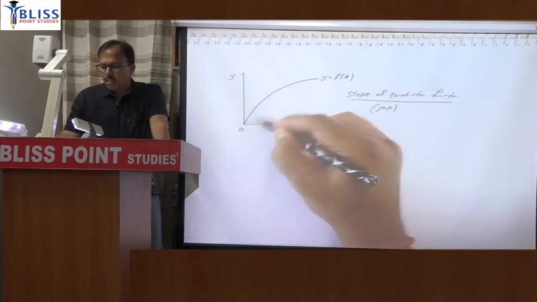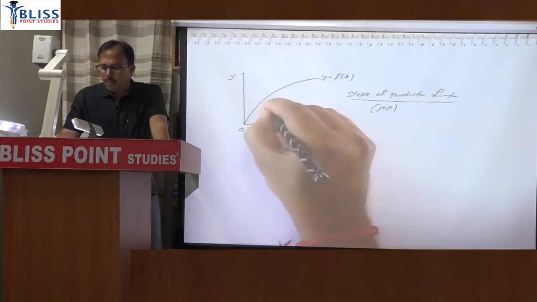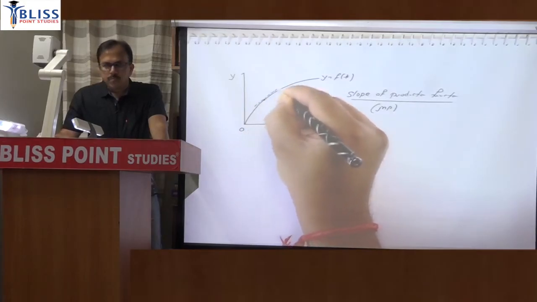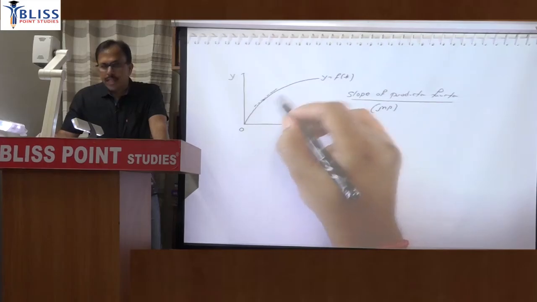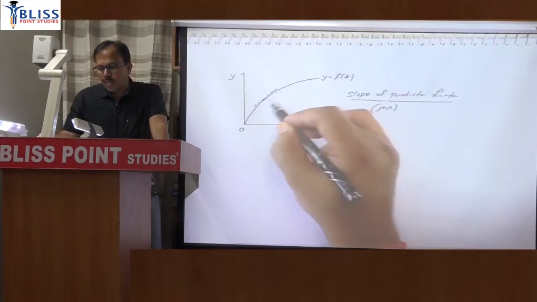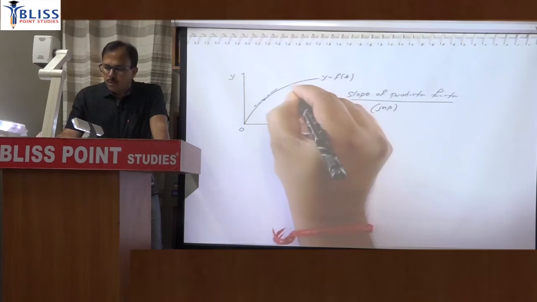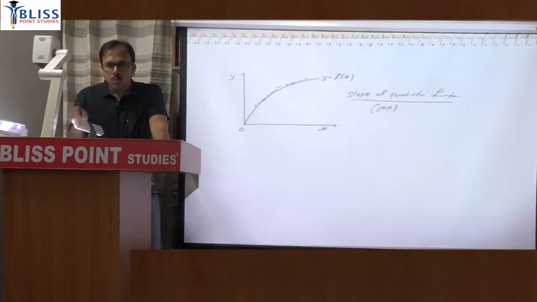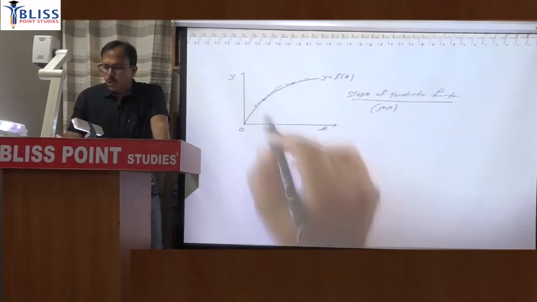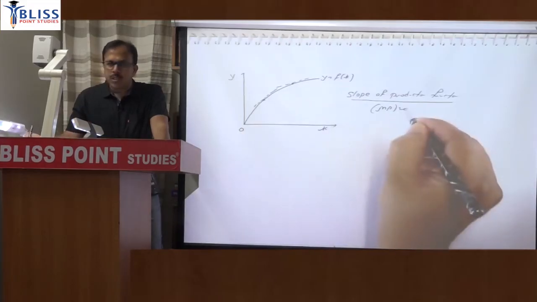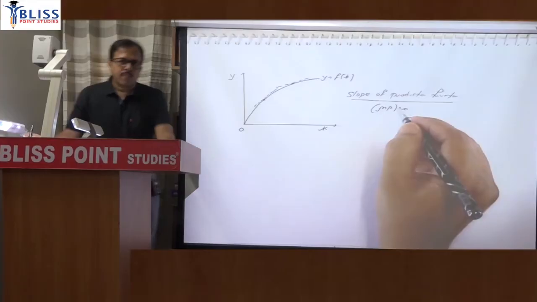Remember, this is not a straight line, so the slope at any particular point you can calculate by drawing a tangent. So the slope of this straight line will be equal to the slope of this curve at that point. But if you draw a tangent here, then it will be a flatter line. That means the slope is declining. So the slope of the production function is marginal product. Just remember that.